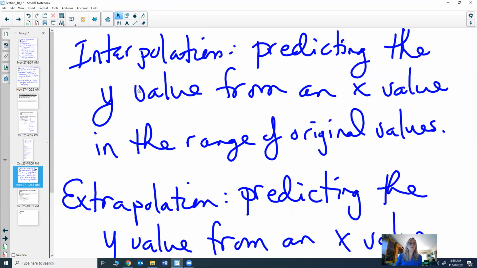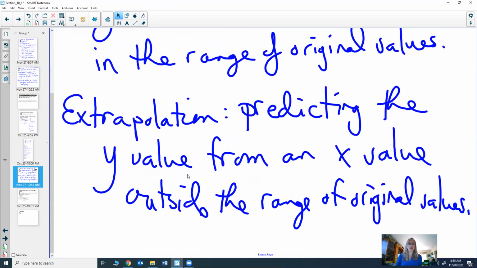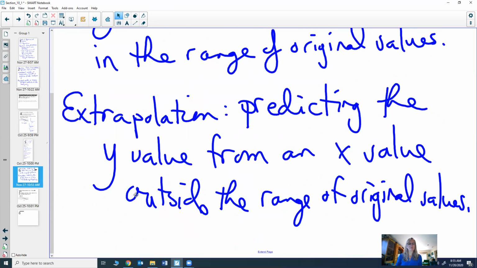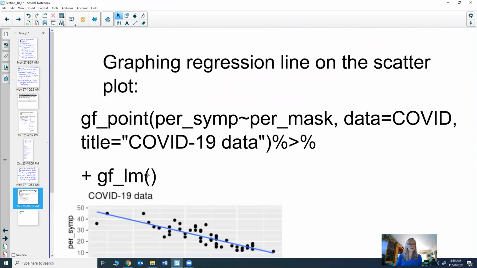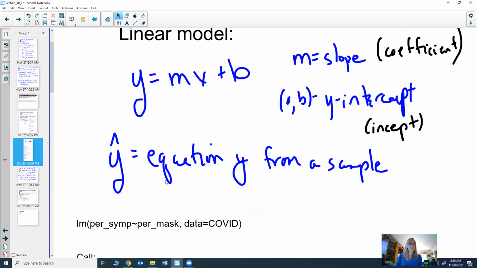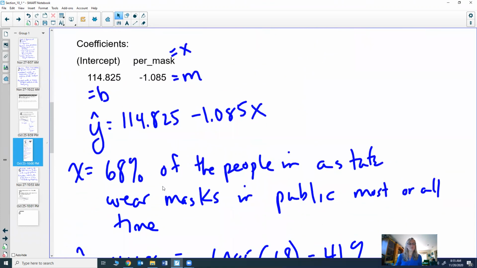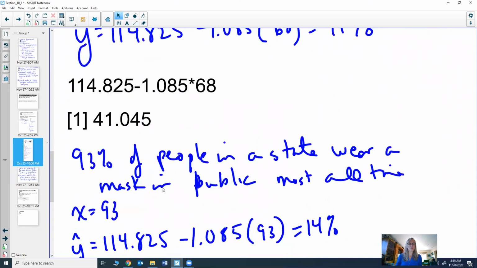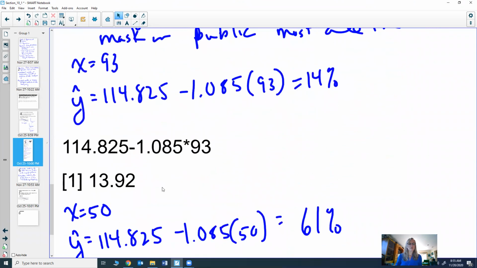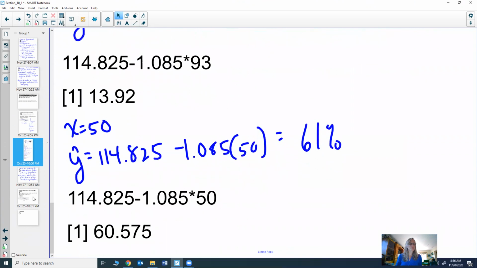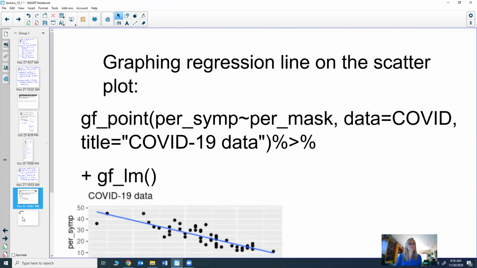So we actually get what we call interpolation and extrapolation. Interpolation is where you're predicting the y values from the x values in the range of the original values. Extrapolation is where you're predicting the y values from the x values outside the range of the original values. These values here, the 68 and the 93, were interpolation. The other one was extrapolation. You have to be very careful with extrapolation. You don't know for sure that that relationship still exists and continues.